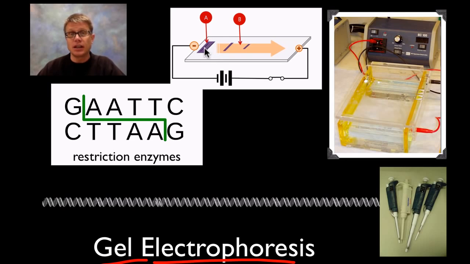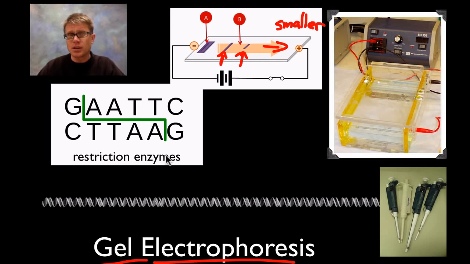Now, if we were to let just DNA run, what you'd get is one fragment being pulled across. The smaller fragments of DNA are going to be able to make it farther, so the smaller it is, the farther it's going to migrate. So we know that this one right here is a smaller fragment of DNA than this one is.